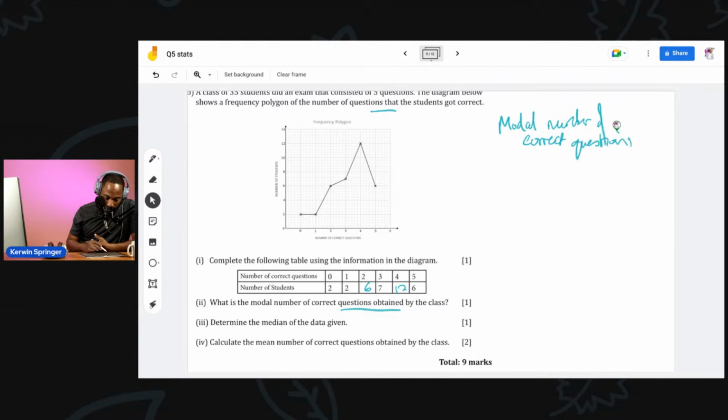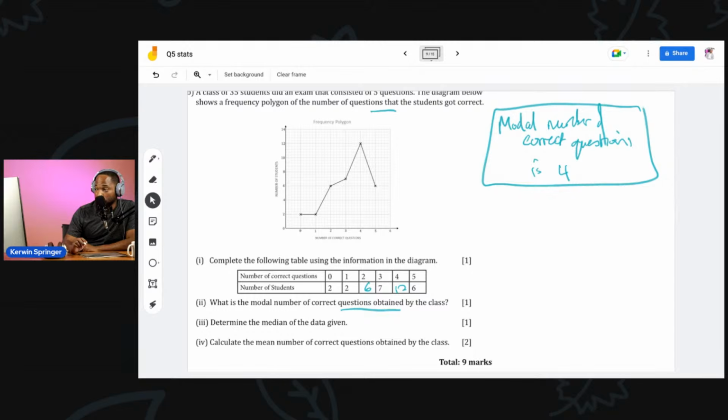The modal number of correct questions is not 2, although it seems the number most repeated, because that's the number of students. The modal number of correct questions is not 12, although that is the highest frequency. The frequency is not the answer unless you specify what's the highest frequency, the modal frequency. This just indicates which one is the answer. So the modal number of correct questions is 4, right? 4 is the answer. Let me not put an exclamation mark there, 4 factorial means something else. So the modal number of correct questions is 4.